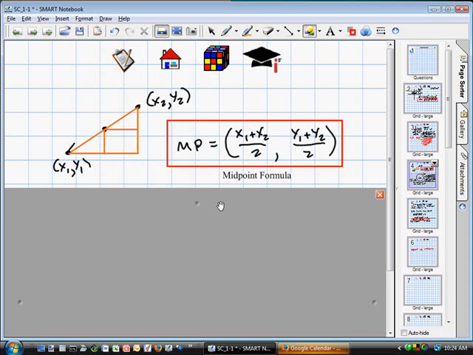So, what's the x-coordinate of this point? Isn't it halfway between the other two x-coordinates? So the x-coordinate of our midpoint is the average of the two x-coordinates, x1 plus x2, divided by 2. And isn't this also going to be the height, the average of the two y-coordinates? So, that's a neat way to remember it. Midpoint: average of the x-coordinates, comma, average of the y-coordinates.